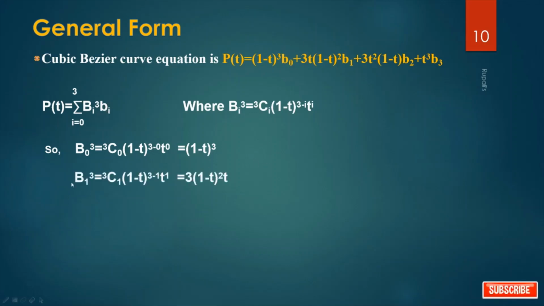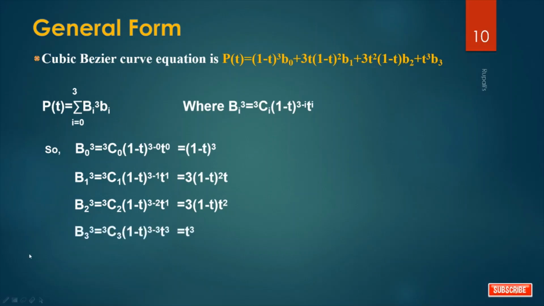Now in case of B_1,3 it is 3C1 (1 minus t)^(3 minus 1) t^1, that is 3 (1 minus t) square t. It is the second term. Then b1, and B_2,3 in the same way we get 3t square (1 minus t) b2, and B_3,3 we get t cube b3. So this is the general form for the cubic Bezier curve.